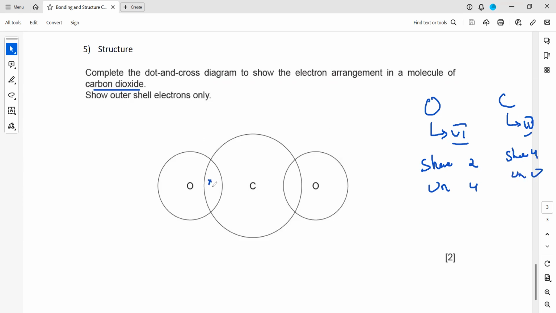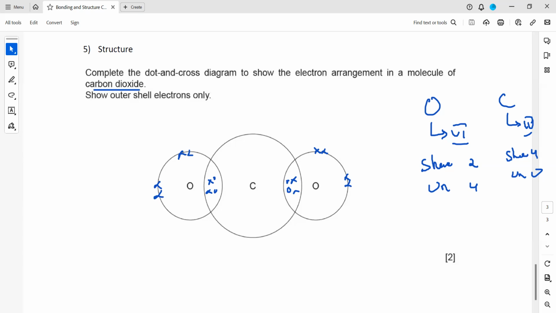So if oxygen shares 2, carbon will also share 2 from that side. In the same way, oxygen shares 2, carbon shares 2 from that side. Carbon has no unshared electrons. For oxygen, there should be 4 unshared electrons. So this is a dot and cross diagram for a molecule of carbon dioxide.